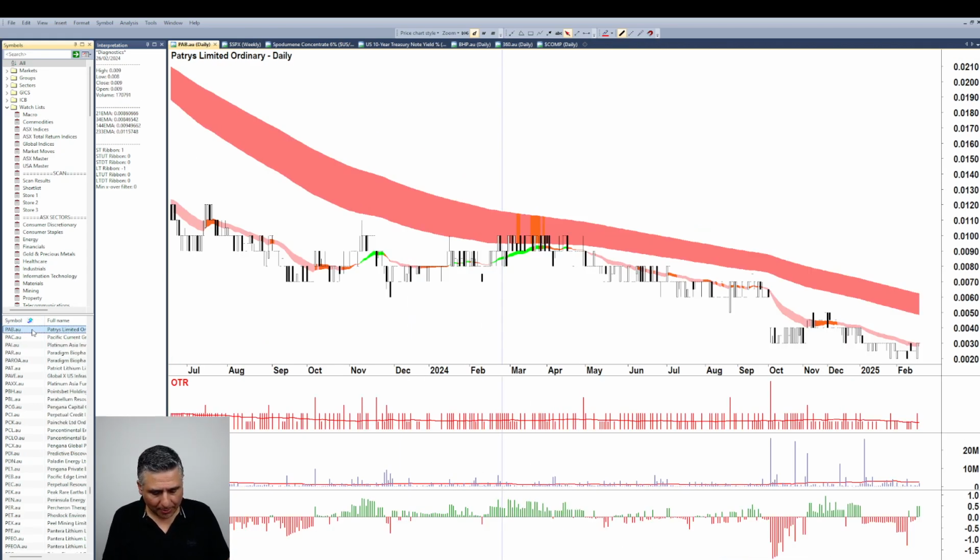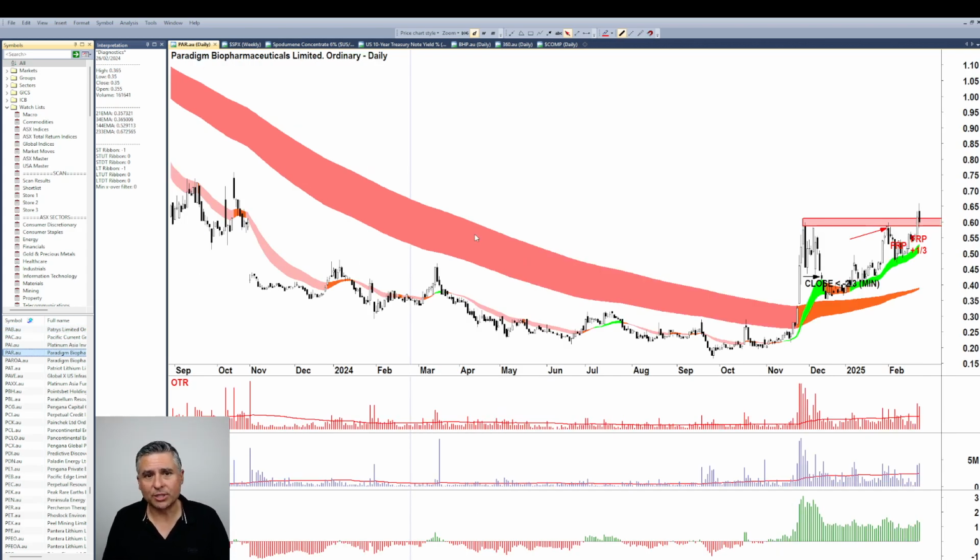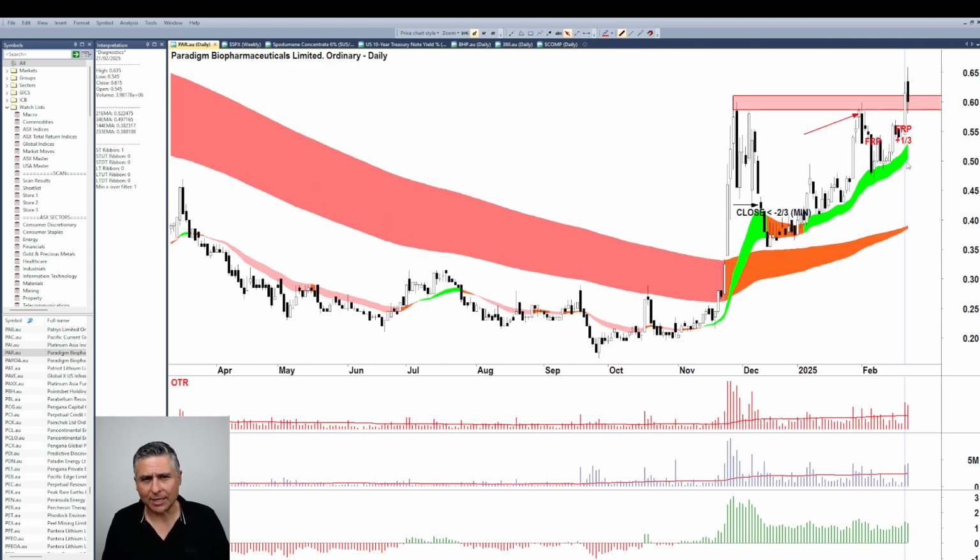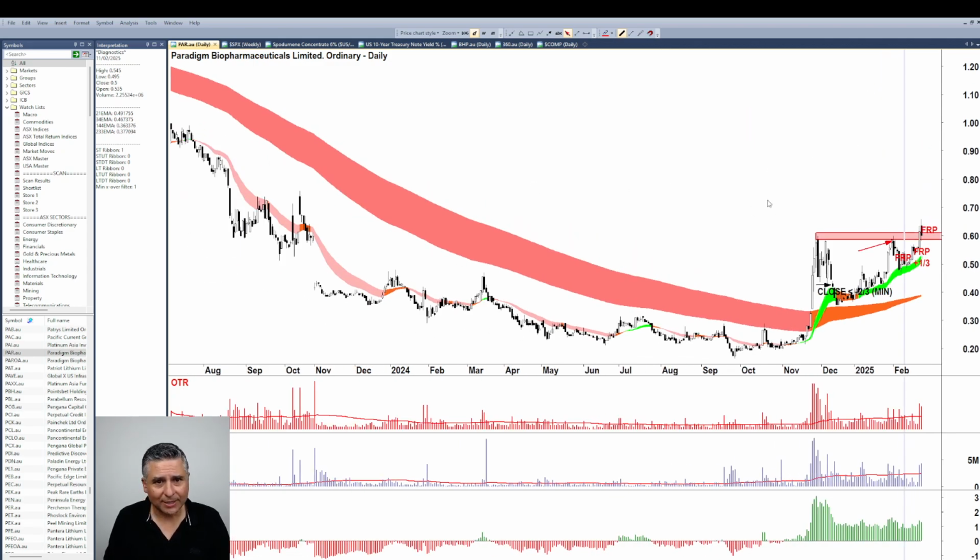Let's go to Ian, PAR, which is still looking good. I know today's candle wasn't great, but there were a lot of stocks that didn't have great candles today. Last time we looked at it was FRP plus 1/3. Certainly we are going to be FRP, but we won't be plus 1/3 because of that candle today.